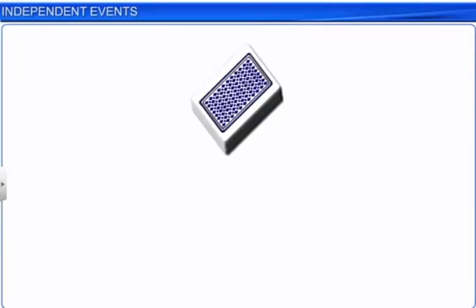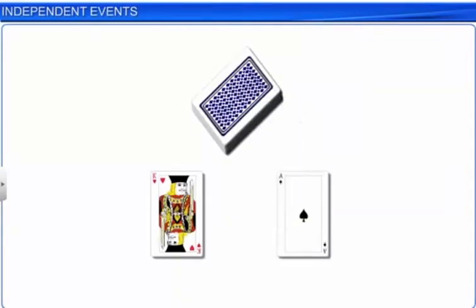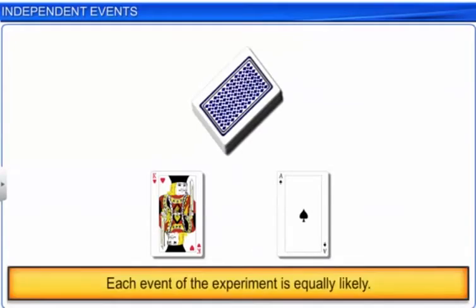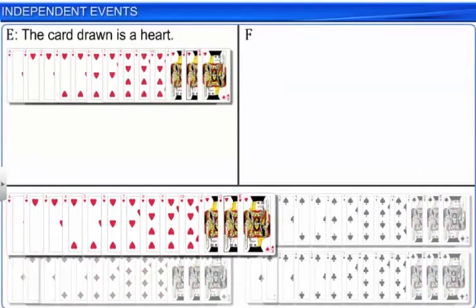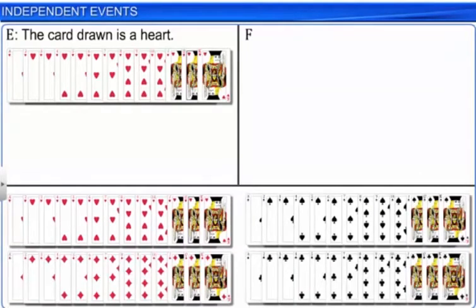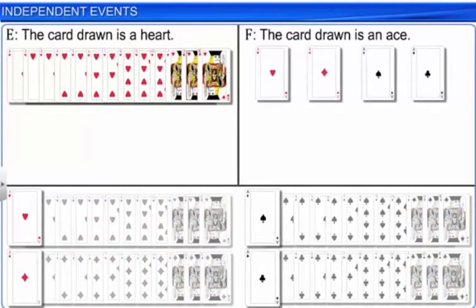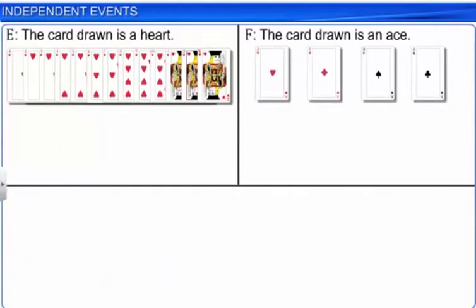Let's perform an experiment. Draw a card from a deck of 52 playing cards. Assuming that each event of the experiment is equally likely. Let E and F be 2 events, where E is the event that the card drawn is a heart, and F is the event that the card drawn is an ace. You know there are 13 hearts and 4 aces in a deck of cards.